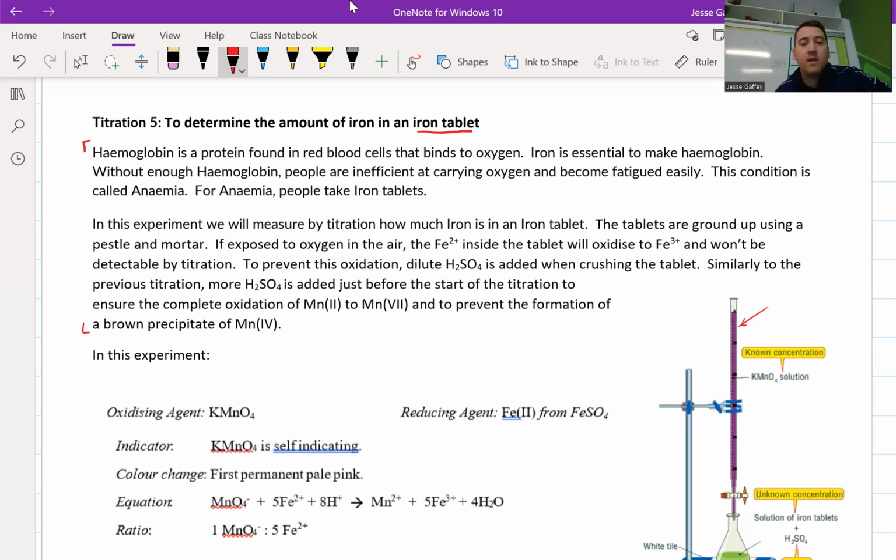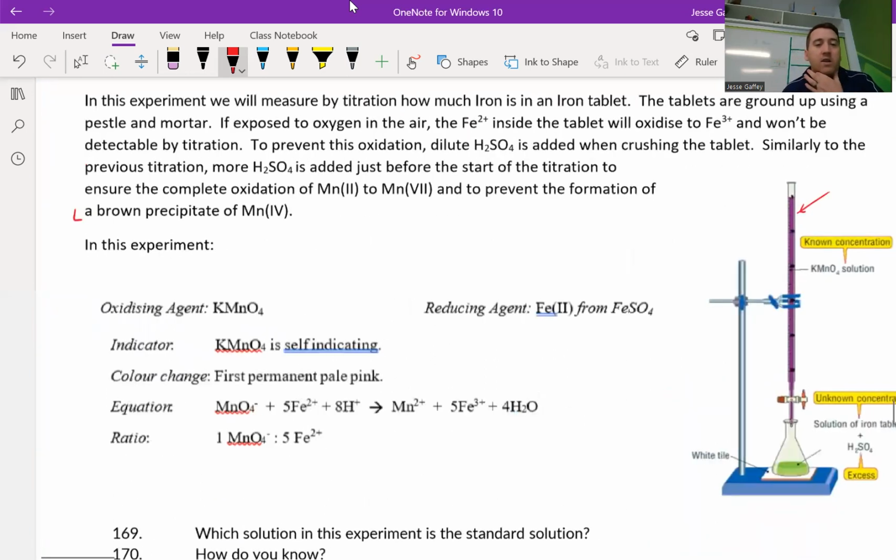All right, so in this titration, we have an oxidizing agent, which is the potassium permanganate. That means it itself is going to be reduced, and a reducing agent, which is iron 2. And again, it is going to be oxidized. We don't need an indicator in this titration for the same reason as the previous titration.